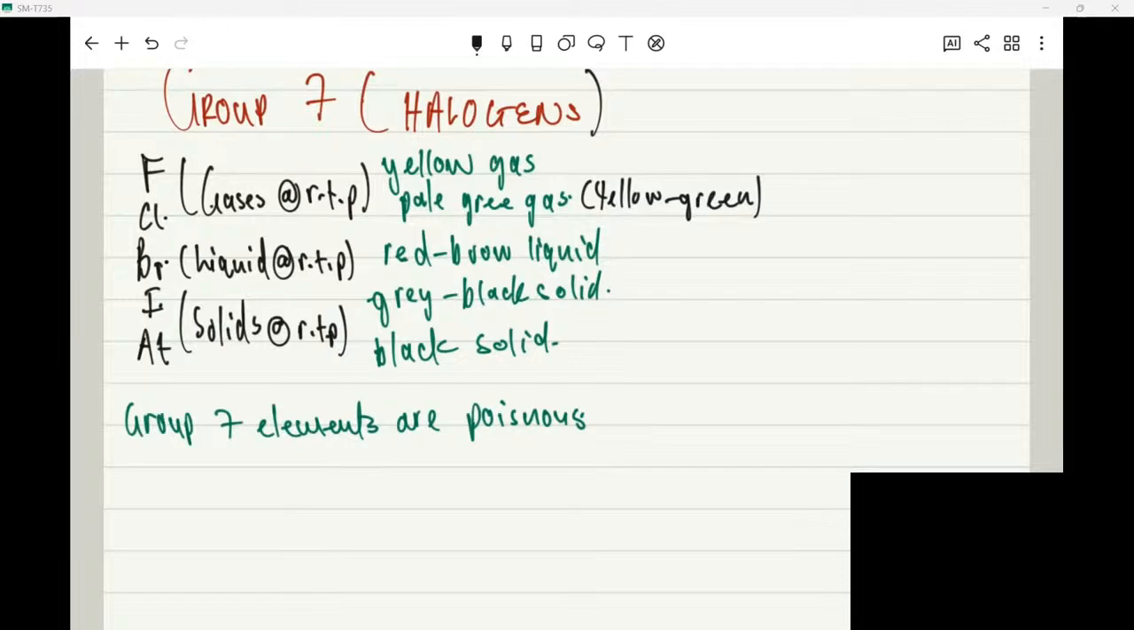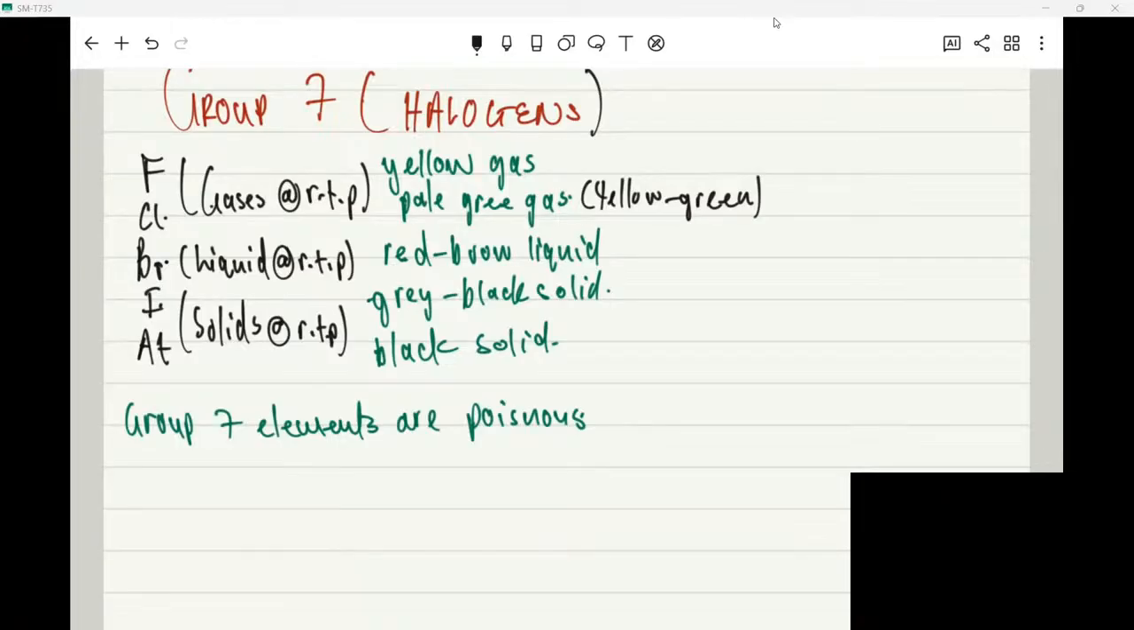So now we're saying group 7 elements. Just know that some things you must know are that group 7 elements are poisonous. But because they are poisonous, we can actually use them for good uses, which is to kill bacteria. What are the things that we are going to say?